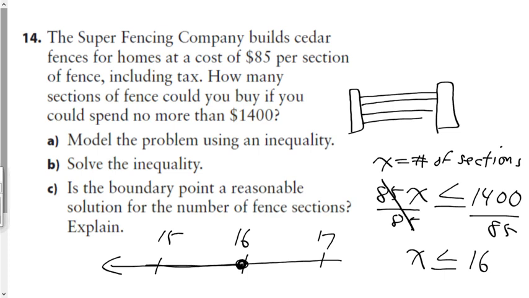I did forget to write a sentence. Therefore, you could buy 16 or less sections of fence.